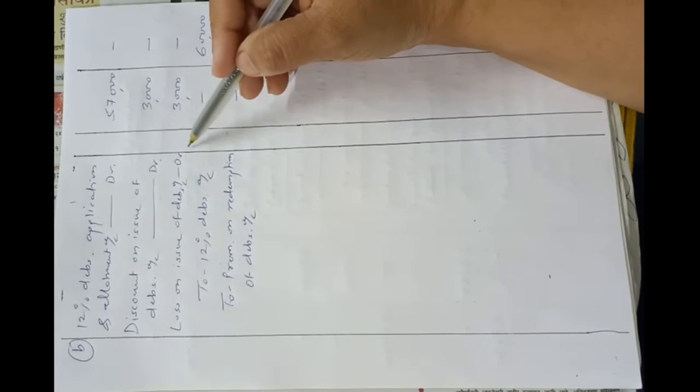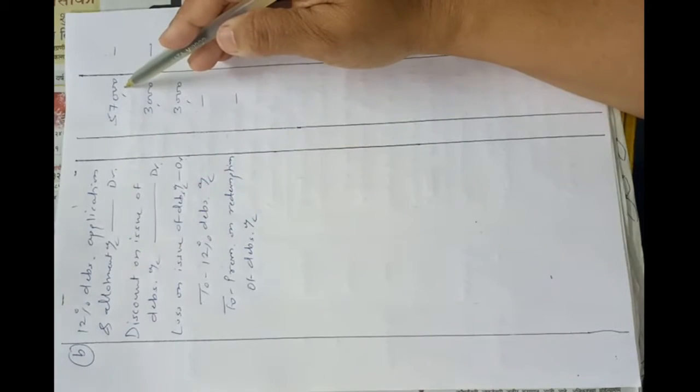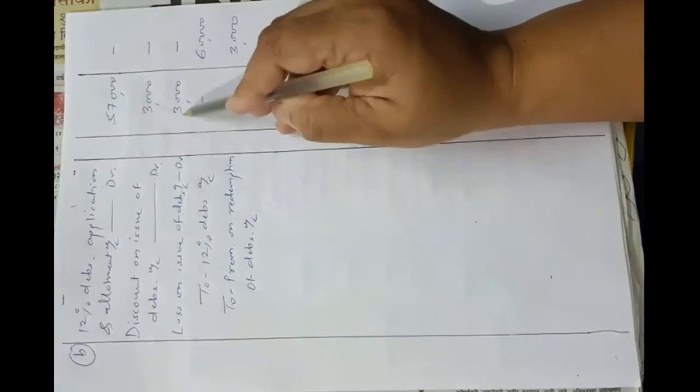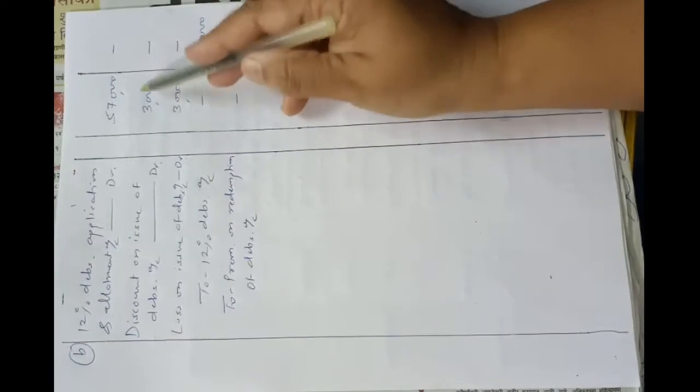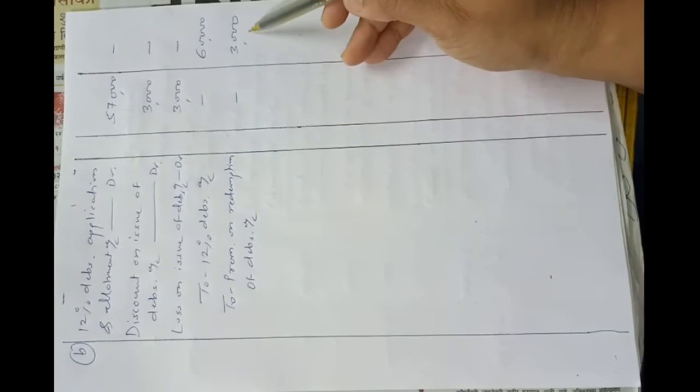So in that case we will pass the journal entry: 12% debenture application and allotment account debit 57,000, loss on issue of debentures account debit 6,000, total amount. To 12% debentures account 60,000, to premium on the redemption of debentures account 3,000.